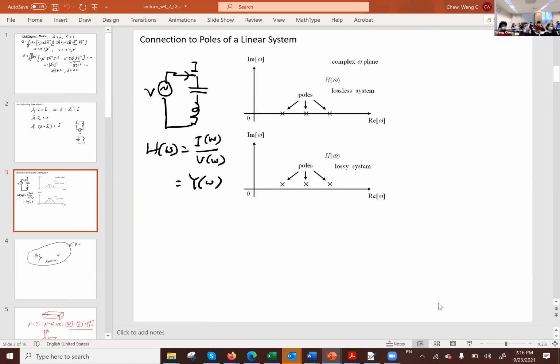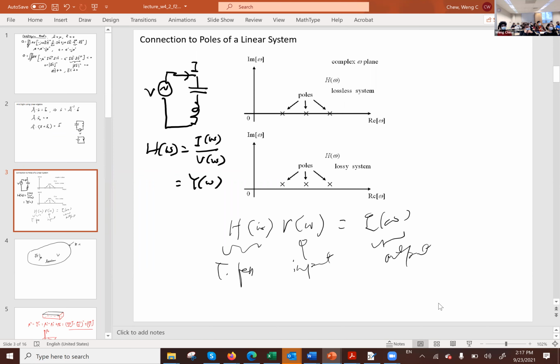Say if I were to write this equation, I can write this as H of omega times V of omega is equal to I of omega. This is my input in linear system theory. This is my output. This is my transfer function. Having solved this problem in the frequency domain, you need to go back to the time domain. And to do it rigorously, if you're not a poor man, you have to learn the Fourier transform. You have to get I of t by performing an inverse Fourier transform.